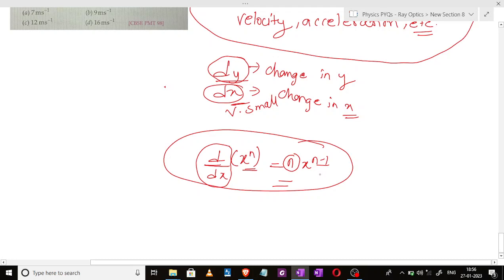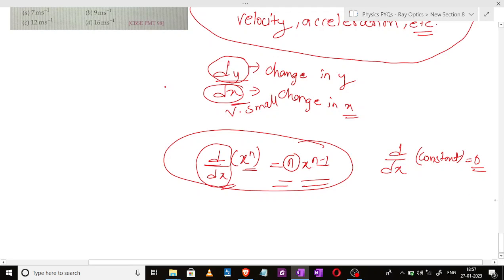Okay, and we know basic things about differentiation, like the differentiation of a constant is 0. Differentiation of sin x and cos x also comes, but we will do that when the problem arises. So for now just remember that d/dx of x to the power n is n x^(n-1).